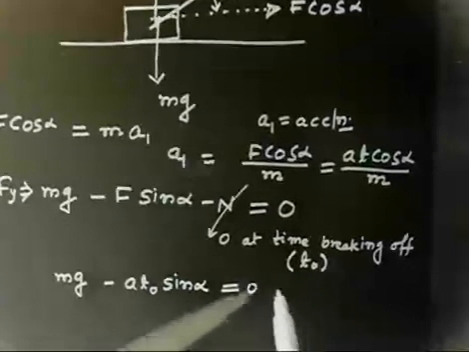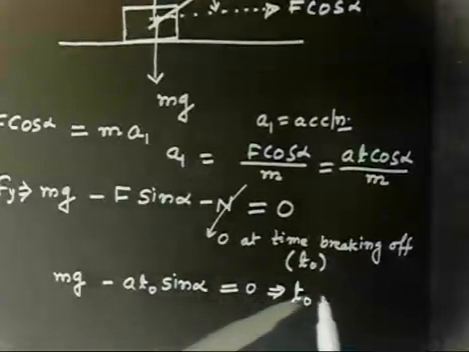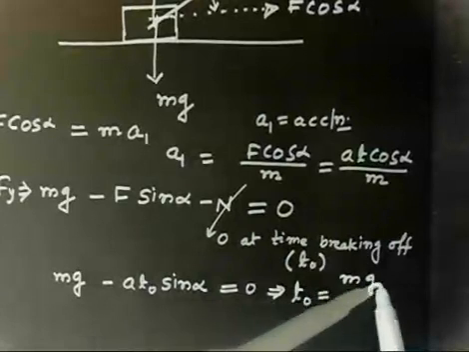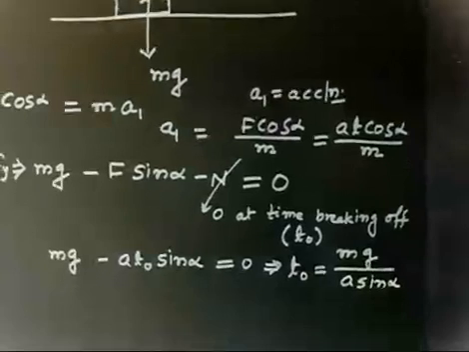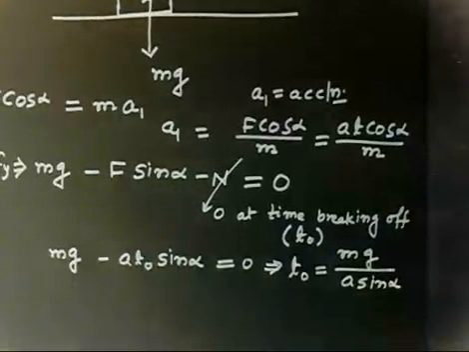So from here I can find t naught. So what is the t naught? T naught is mg divided by a sine alpha. So simple. Are you getting or not? So this is my time. Up to this time, now I have acceleration.